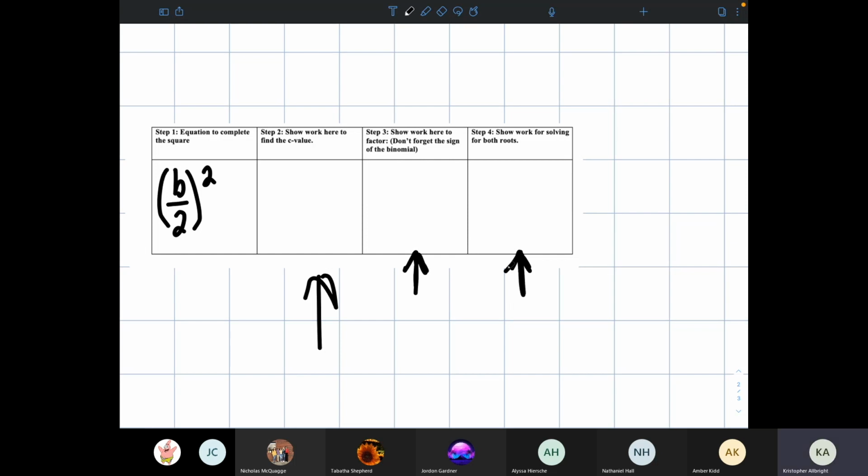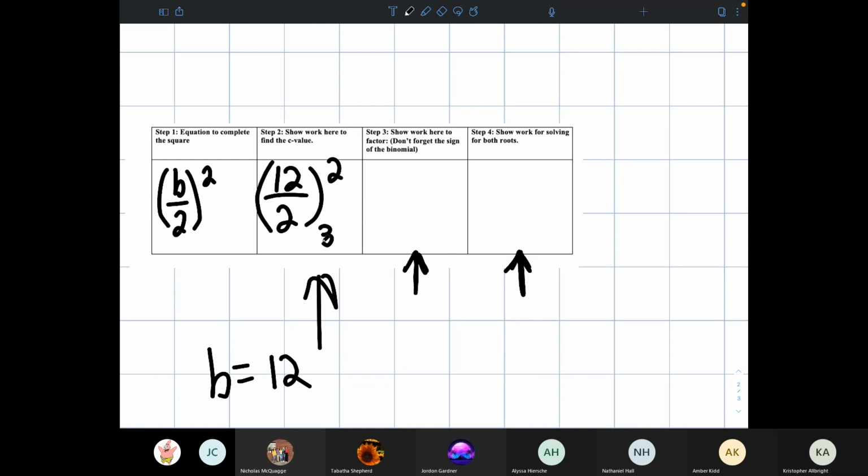So if we had b equals 12, then we're going to get 36 here, and we're going to do that by 12 over 2 squared. And then here, we're going to actually add that to the end of our problem, whatever that looks like. Okay, so if y'all have questions on this, you can email me throughout the rest of the week, but we are going to move on.